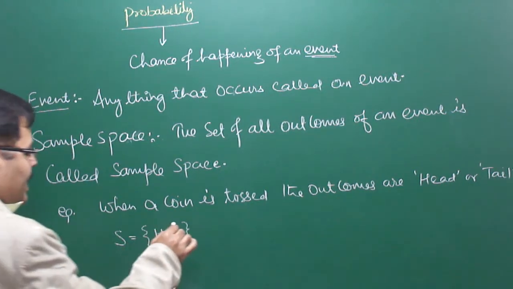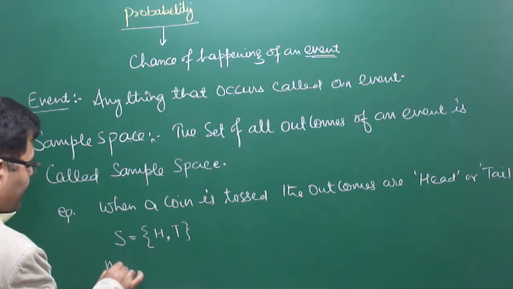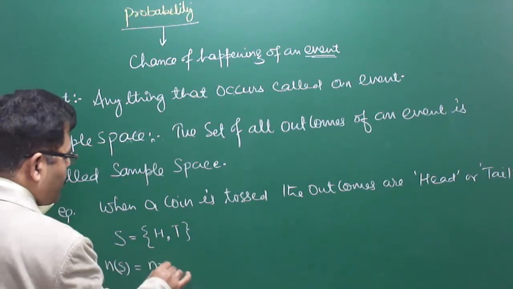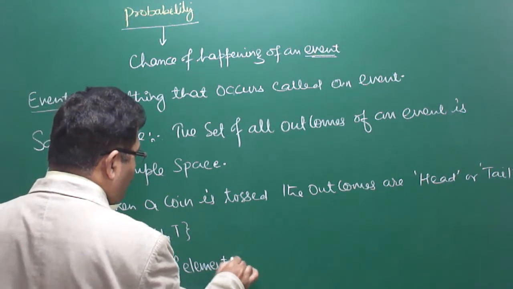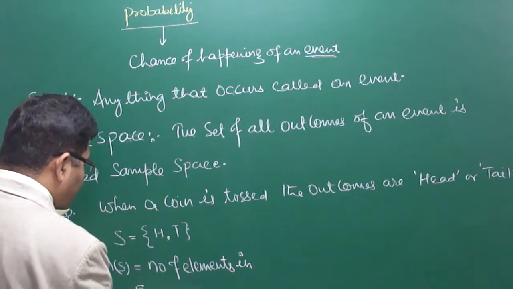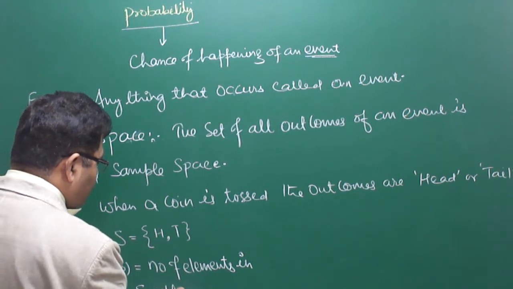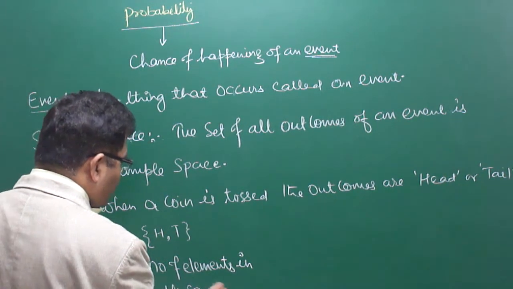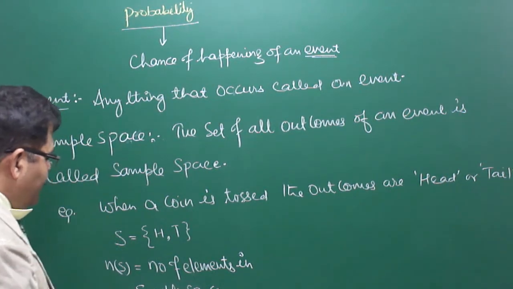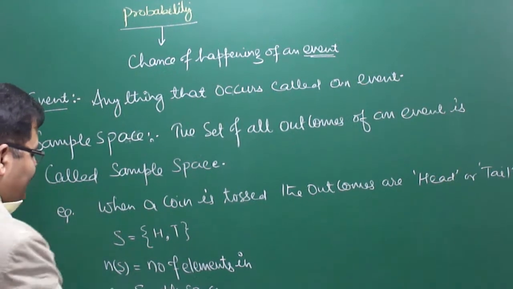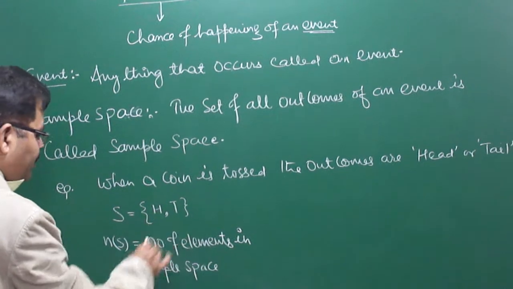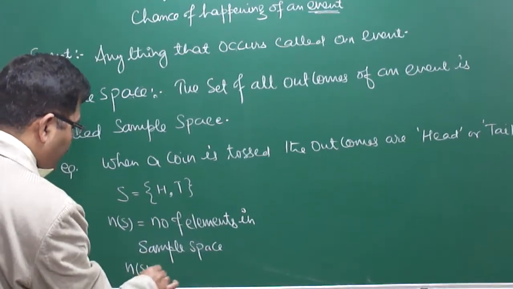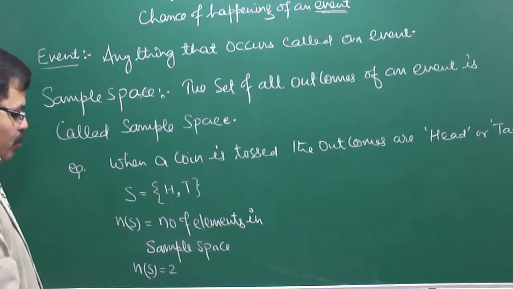Similarly, n(S), what is the meaning of n(S)? n(S) is the number of elements in the sample space. N stands for number of elements. How many elements are there? 2. So the number of elements in the sample space is 2.